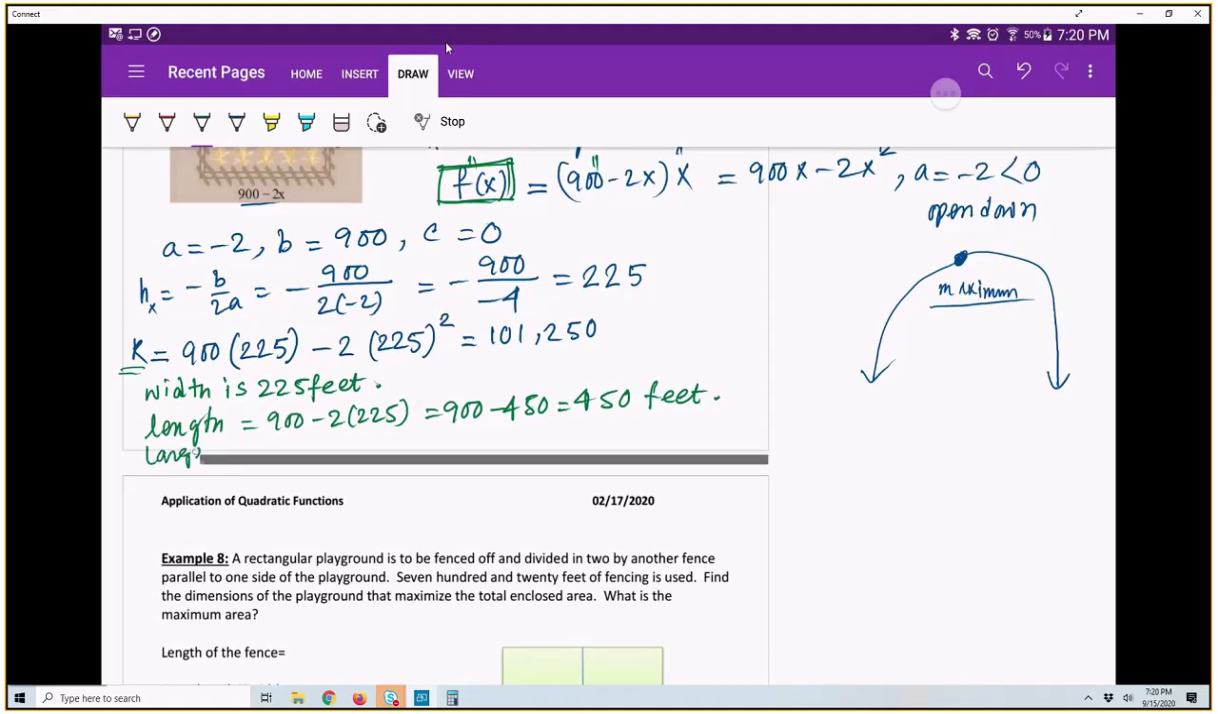I just say the largest area is equal to 101,250. This is area, so I use the unit square feet, and that would answer the question.